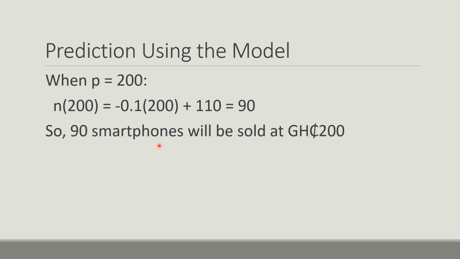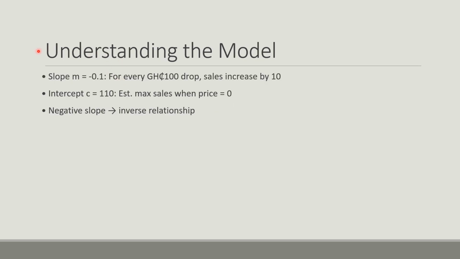So 90 smartphones will be sold at 200, which means that we've used the model to predict future sales, the future number of sales of what? Of the phones when the price is what? 200. Let's also understand the model that we just created.